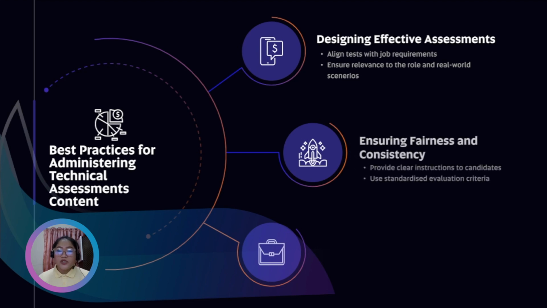Number two, ensuring fairness and consistency. To maintain fairness, provide clear instructions to candidates so they understand what is expected. Additionally, use standardized evaluation criteria to assess all candidates consistently. This helps to eliminate bias and ensure that each candidate is evaluated on the same basis. Consistency in the evaluation process is crucial for making objective and fair comparisons between candidates.